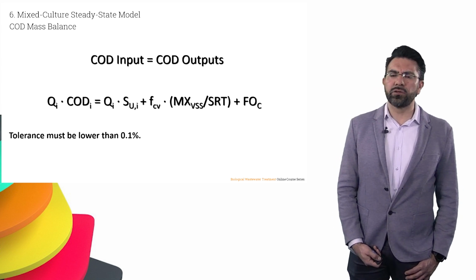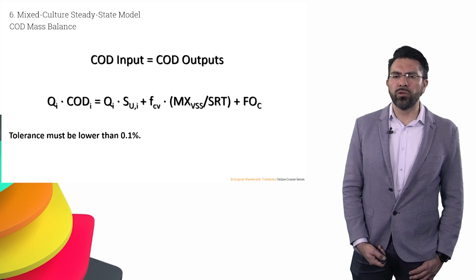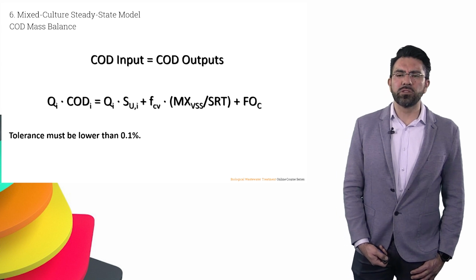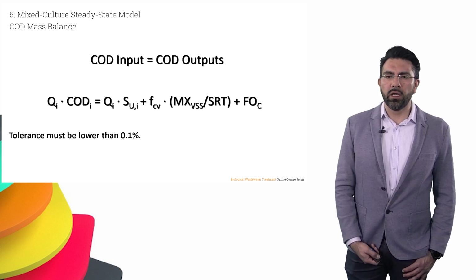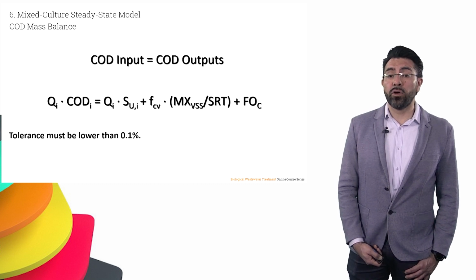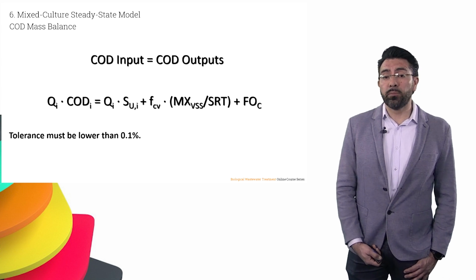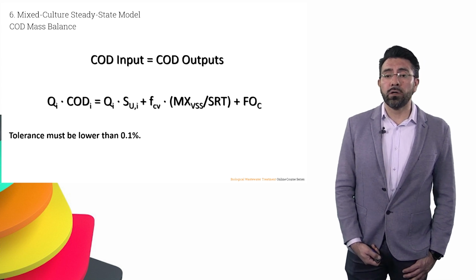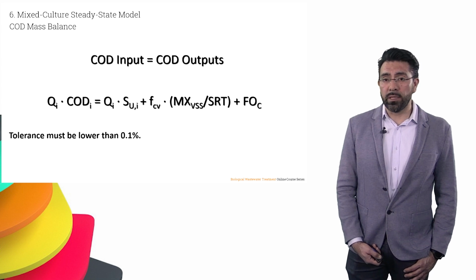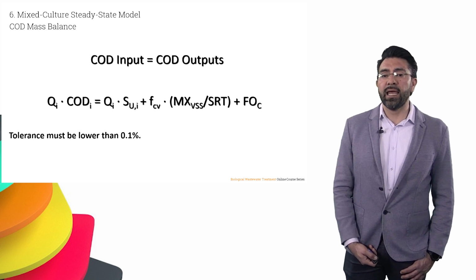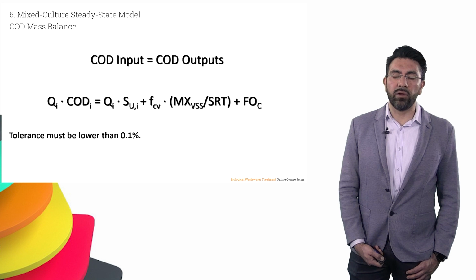There is a certain margin of error allowed because of the rounding of certain numbers or because of certain simplifications, but still the tolerance must be lower than 0.1% to confirm that all the calculations are correct. If it is more than 0.1% or even higher, then it's important to carefully revise the different calculations and try to find out where a certain omission or typo may be present. And that's why the COD mass balance is one of the most important tools, because it can help us to self-confirm that all the calculations are correct.